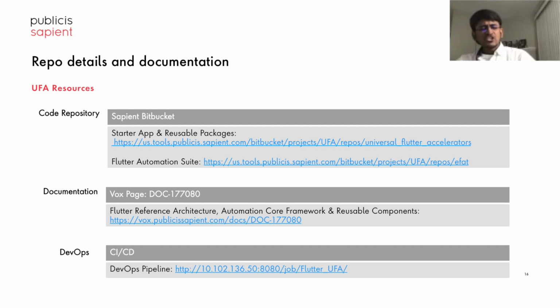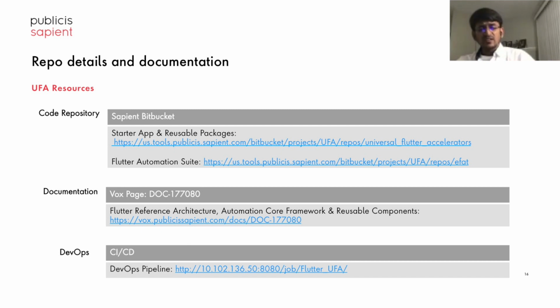Here is the repo details and documentation, the complete reusable components, and then the automation suite that I talked about. All of the stuff is available in Sapien Bitbucket. You can create a Dojo ticket and you'll be able to get an access to this Bitbucket. Also, the clear documentation is made, how this architecture is made, and then automation code framework, and then reusable component.